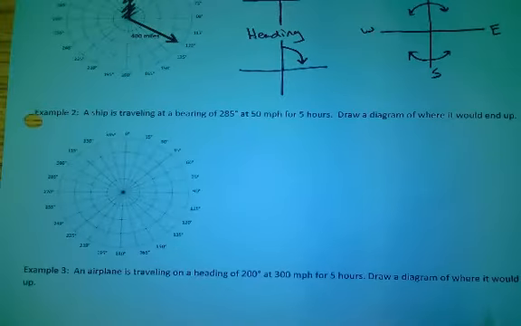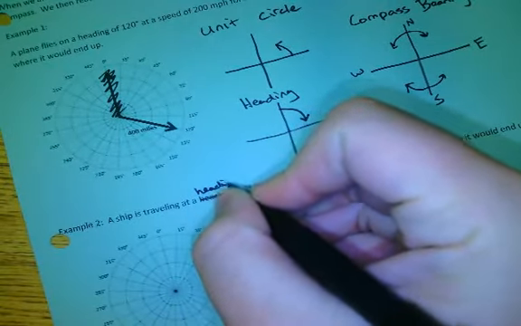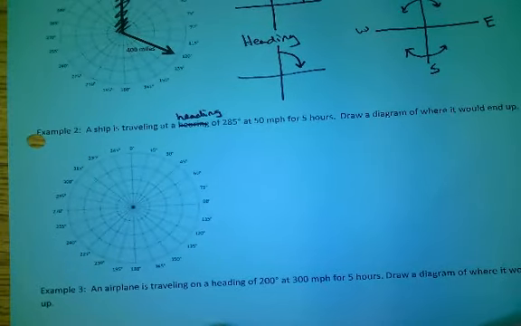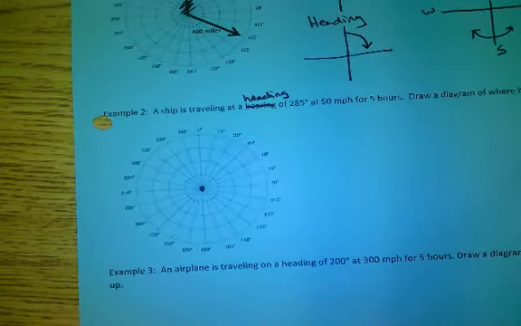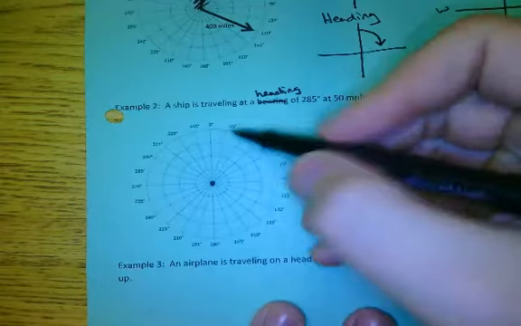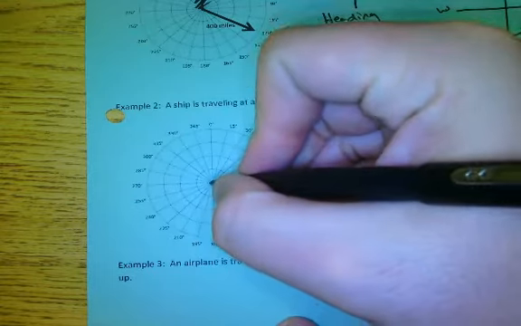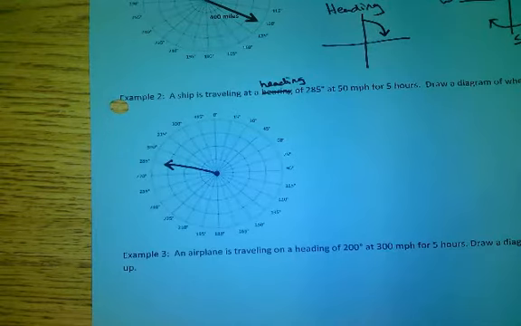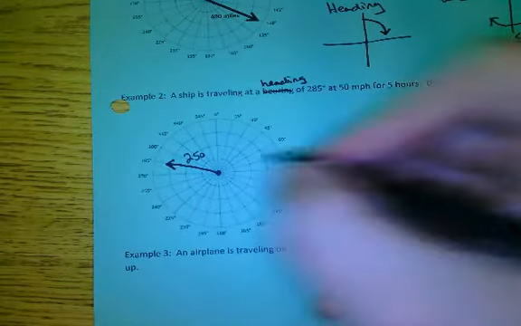Okay. So let's talk about a ship. This should say heading right here. Typos are really annoying me. So a ship has a heading of 285 degrees at 50 miles per hour for 5 hours. Draw the diagram of where it would end up. So it always starts here in the middle. Now, this is kind of nice because we have these numbers in front of us. So I'm going to start here and then count over 285 degrees, which is right here. So I'm going to travel along that line. And how far did I just go? 250 miles.